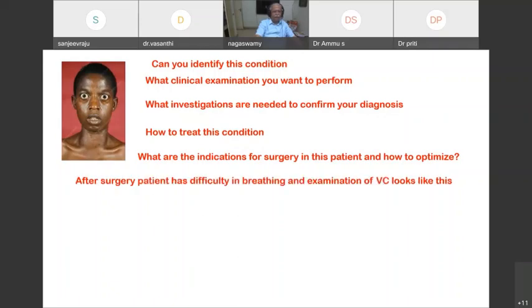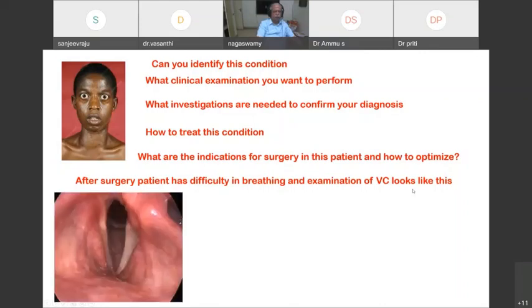After thyroid excision surgery, initially you give all the medical treatment, it fails, and ultimately you go for excision of the thyroid. Total or subtotal thyroidectomy has been done. The patient is having difficulty in breathing, and you put in a laryngoscope and see this. Examination of the vocal cord is like this. How do you identify what has happened here?